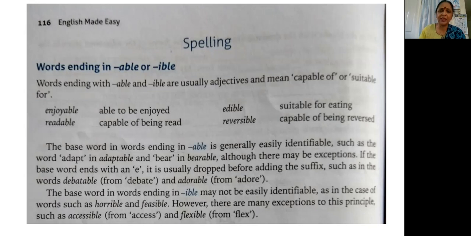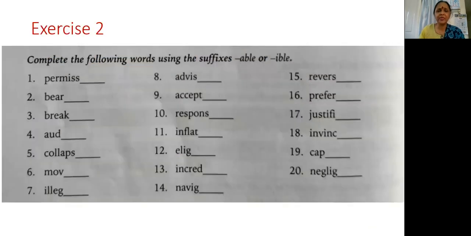Now we'll look at the exercises. Now this is the exercise where there are 20 words. I'll give you 2 minutes of time. Check whether you write your answers, whether able comes or ible. What should the suffix be? So I'll keep the time for you. Write the answers. And then I'll present the screen where the key is there. You can cross-check with those answers, but you try to attempt.